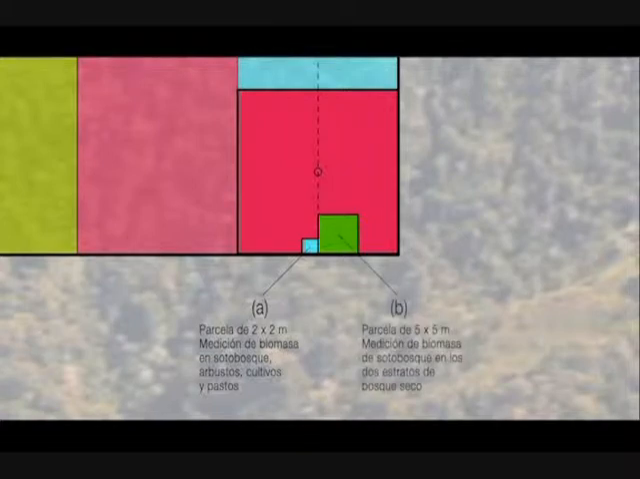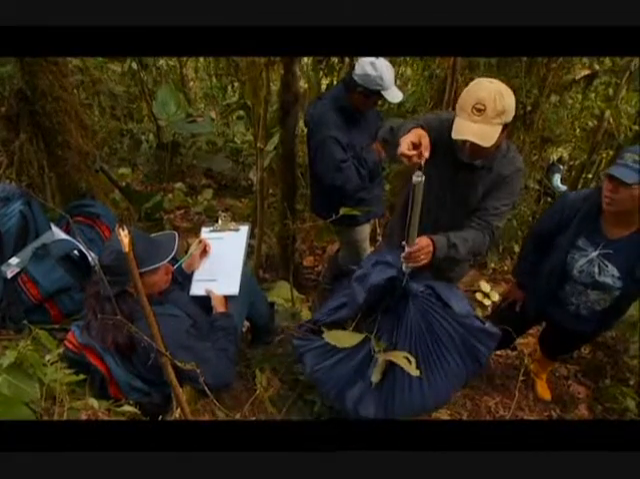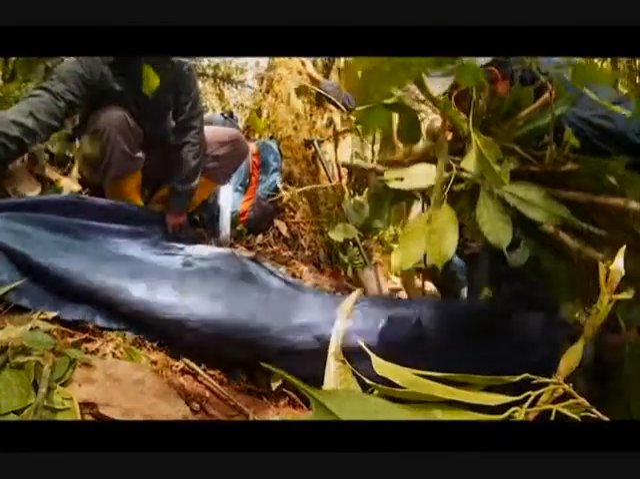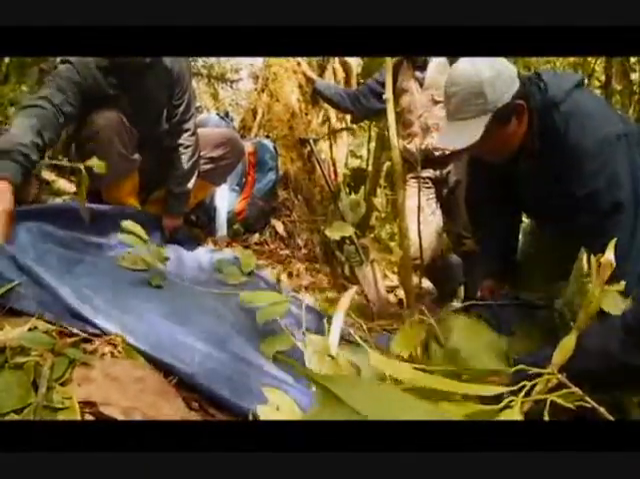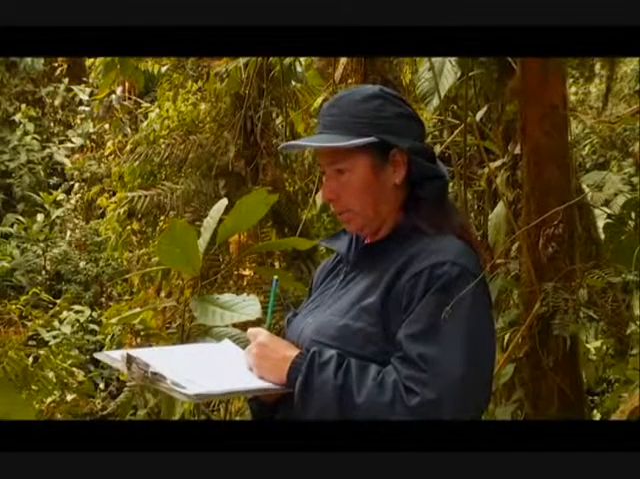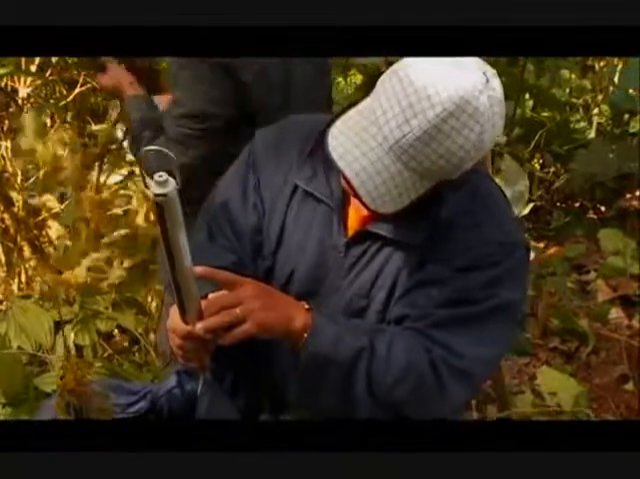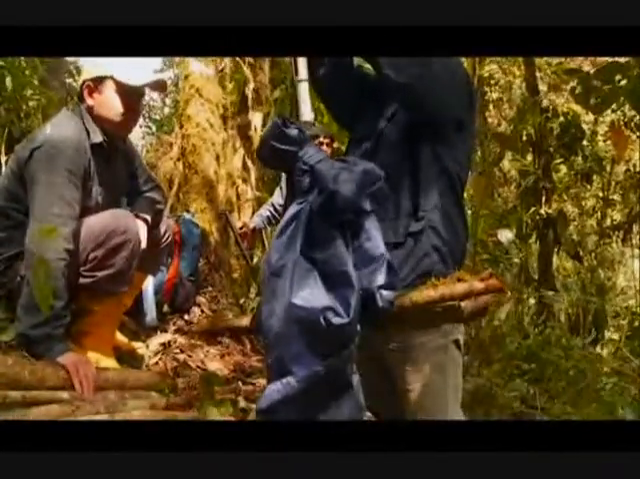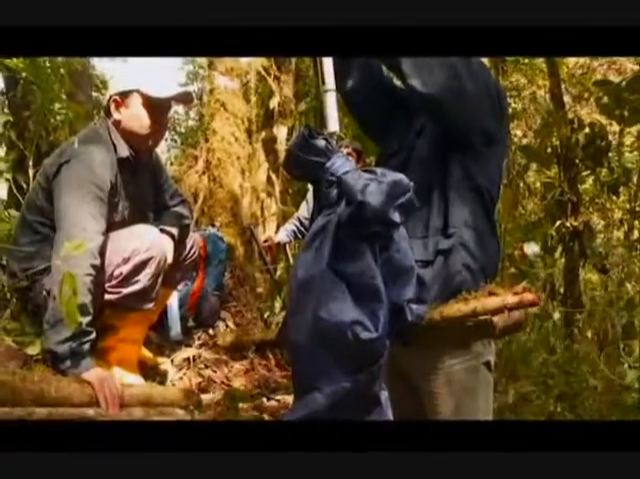In both cases, all the live plant matter having a DAP less than 10 centimeters in subparcels and less than 5 centimeters in Andean high mountain forests is cut and weighed. Then a 1 kilogram sample consisting of stems, branches, and leaves is taken and sent to the laboratories to calculate the dry weight with their respective codes.